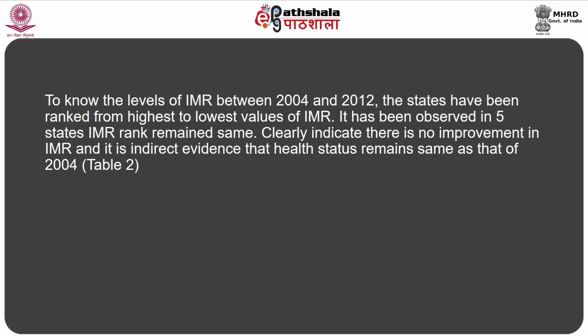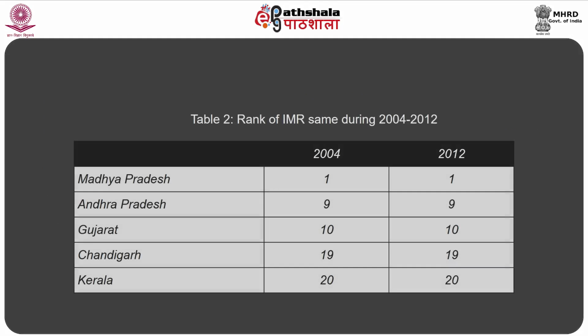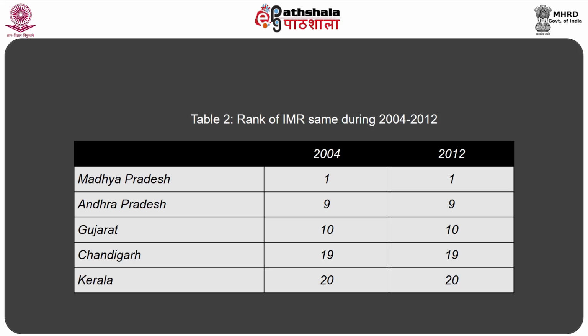To know the levels of IMR between 2004 and 2012, the states have been ranked from highest to lowest value of IMR. It has been observed that in 5 states the IMR rank remained the same. This clearly indicates there is no improvement in IMR, and it is indirect evidence that health status remains the same as that of 2004. Table 2, rank of IMR during 2004-2012: Madhya Pradesh 1 and 1, Andhra Pradesh 9 and 9, Gujarat 10 and 10, Chandigarh 19 and 19, Kerala 20 and 20.